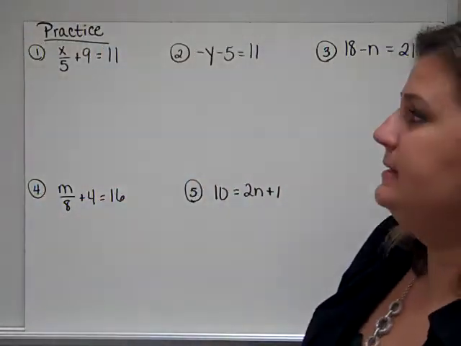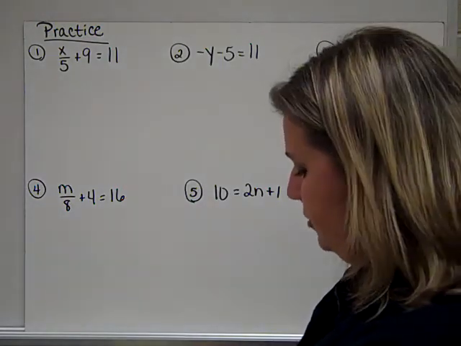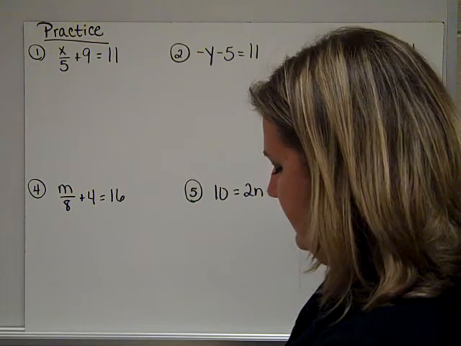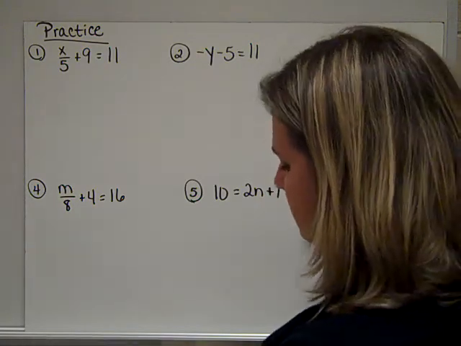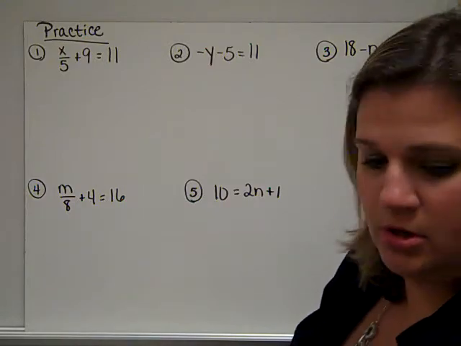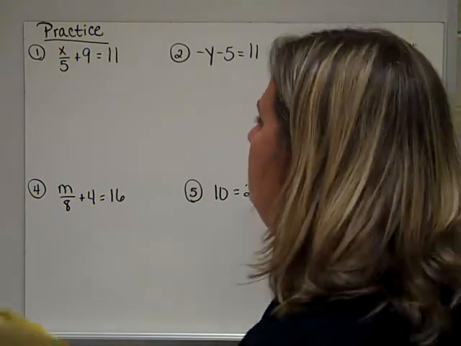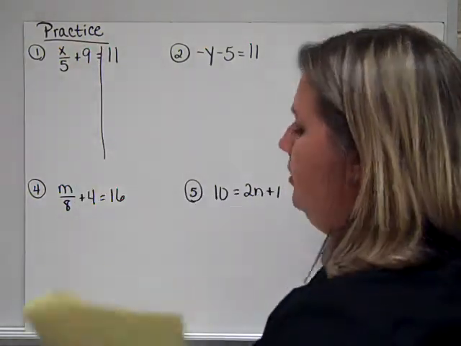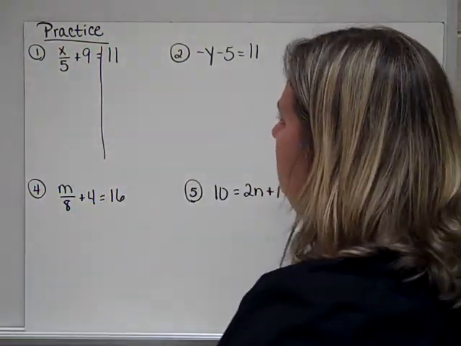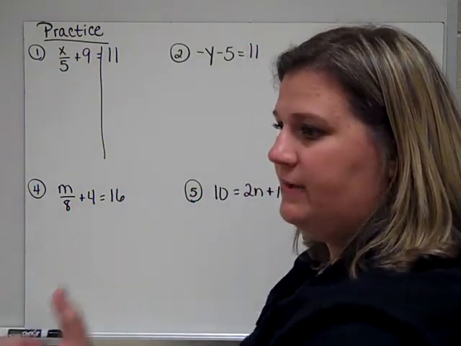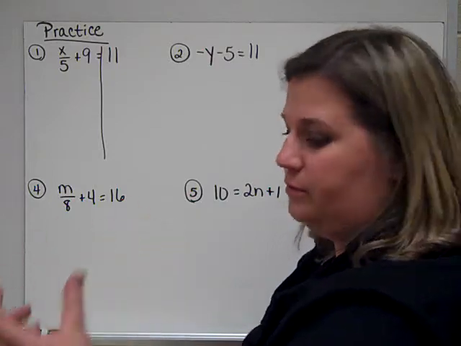So let's do some practice. Example number 1. x over 5 plus 9 equals 11. I'm going to go ahead and draw what I call the river. We're going to specify exactly where our equal sign is, because I need to make sure I have the same thing on both sides of the river.